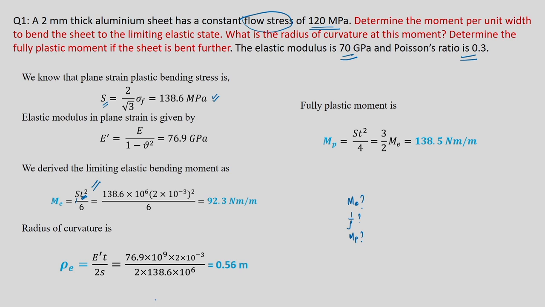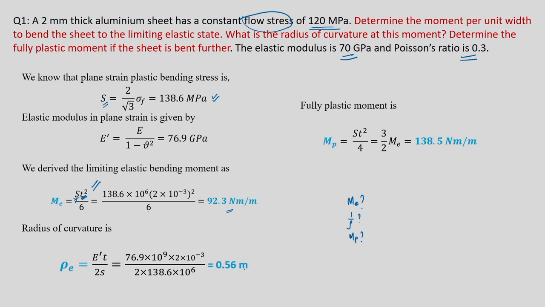So you can substitute this S in this equation. You have to be careful to keep consistent units. So 138.6 into 10 power 6 into T square, that is 2 into 10 power minus 3 squared, divided by 6, will give you your elastic moment per unit width.